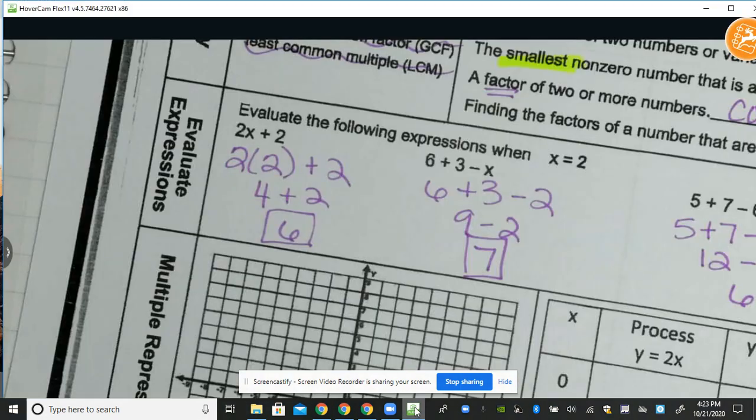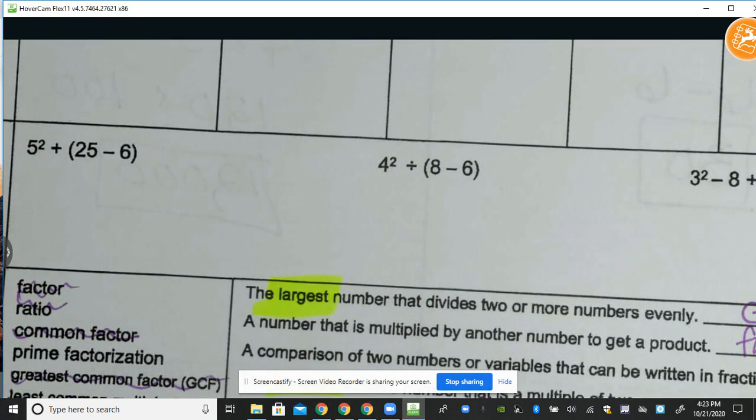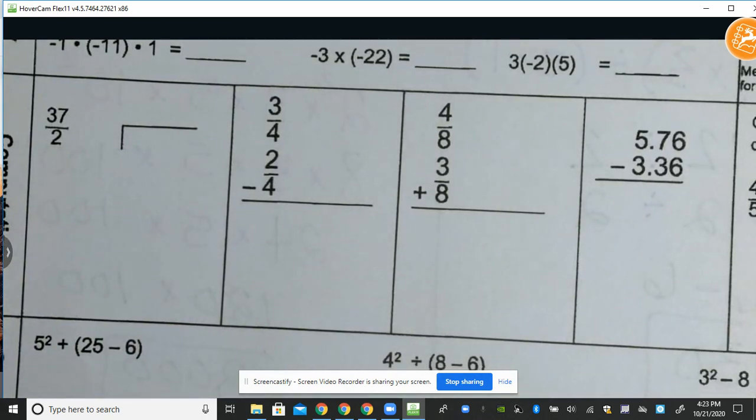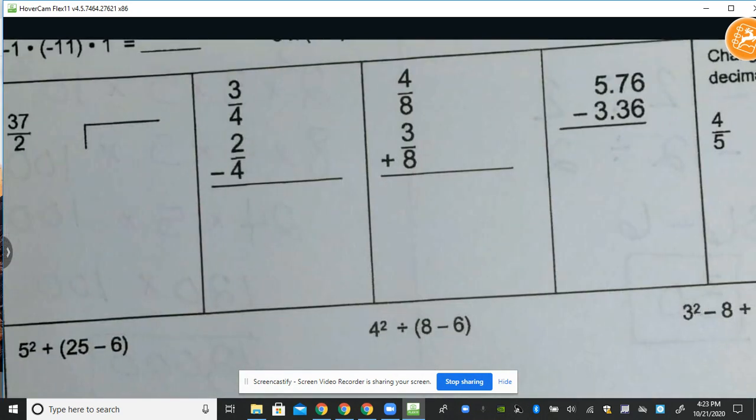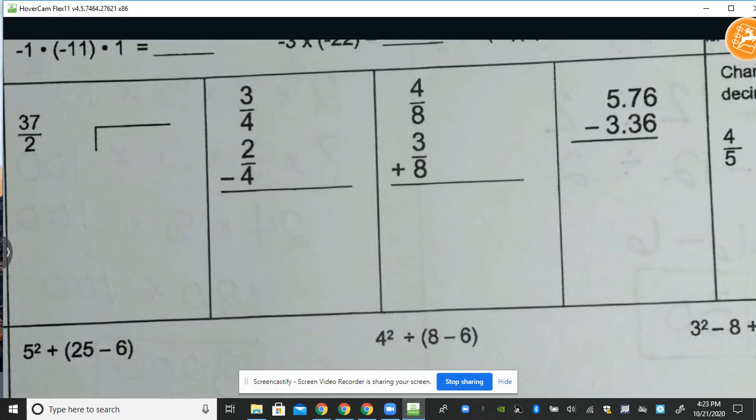So I'm going to go to my hover cam right here, and here's Builder 8. And we're going to look at this top part with computation, with adding and subtracting fractions and making this fraction into what its decimal actually equivalent.